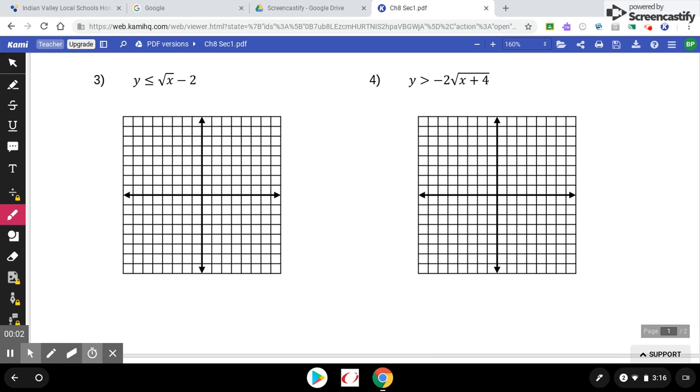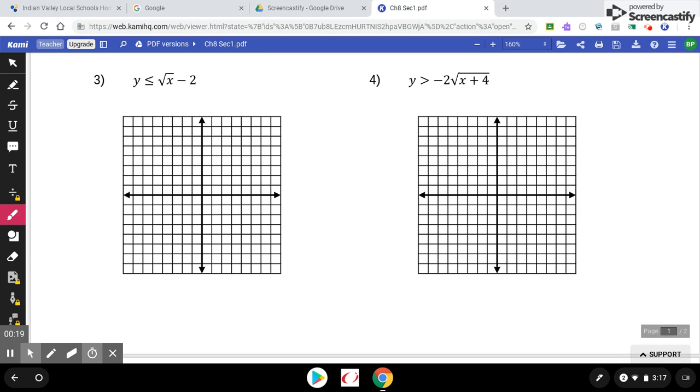Okay, Section 8, notes, Part 2. This is more with square root functions, only these are inequality graphs, but we're going to treat them exactly the same with the exception of, and I'm sure you remember by now, we get to shade these and put in the occasional dashed line. So off we go.